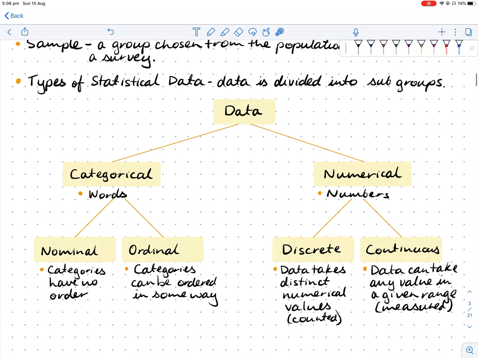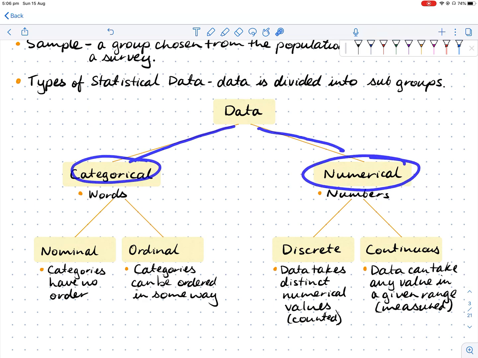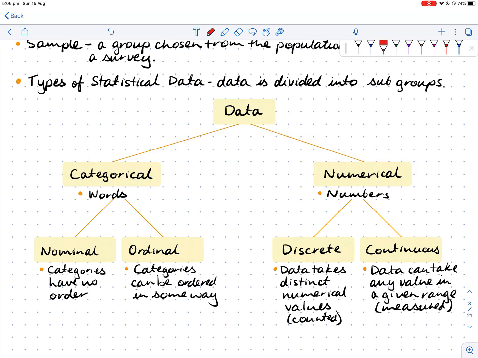Now these terms are really important and you need to know what they are. So when we've got data, we can split this into two different types. We've got categorical data and we've got numerical data. So in the old language, making myself sound really old, categorical data was often called qualitative. Oh, I can't spell. Qualitative. And numerical was quantitative.